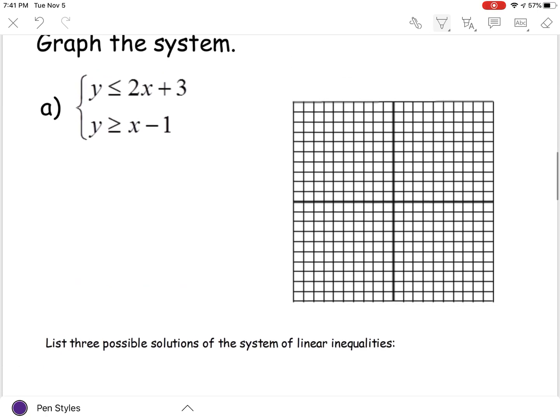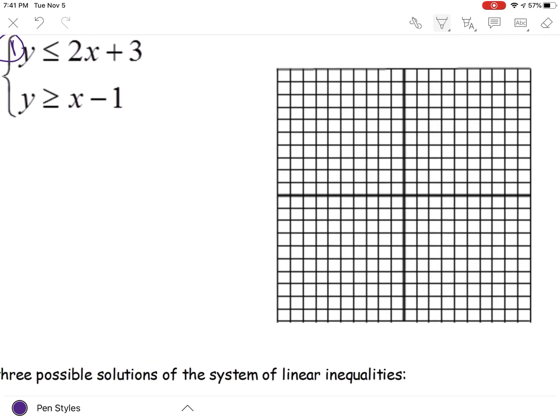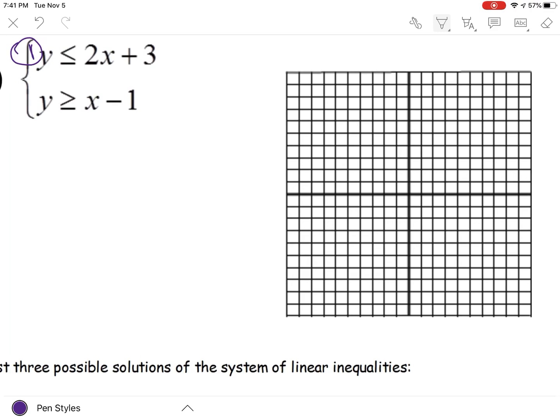So we are going to start off and graph these systems. We're just going to look at this first inequality. So we're going to graph y is less than or equal to 2x plus 3. Let's start with our y-intercept of positive 3. Here's our y-intercept, and then our slope is 2. So we're going to go up 2 and over 1, up 2 and over 1, up 2 and over 1.